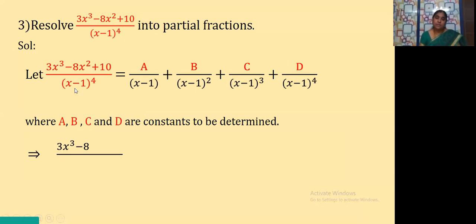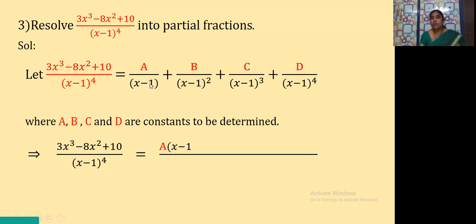Here already (x minus 1) whole power 4 is there. On the RHS we take the LCM. (3x cube minus 8x square plus 10) by (x minus 1) to the power of 4 is equal to A into, here x minus 1 is there, so with how much do we have to multiply? (x minus 1) whole cube, plus B into (x minus 1) whole square, because here square is there, so with square we have to multiply, plus C into (x minus 1) plus D, by (x minus 1) whole to the power of 4. Okay, children.